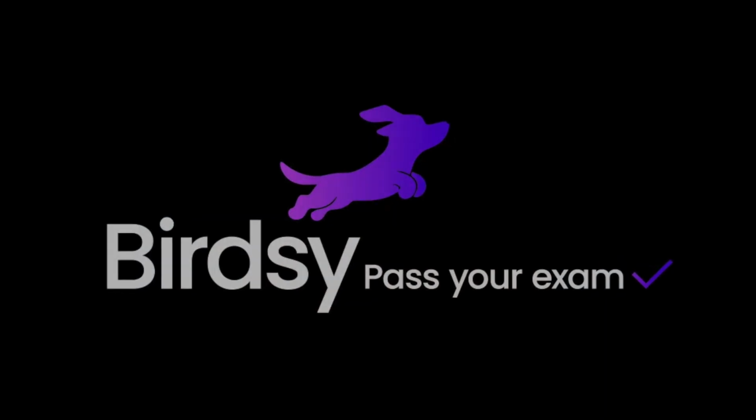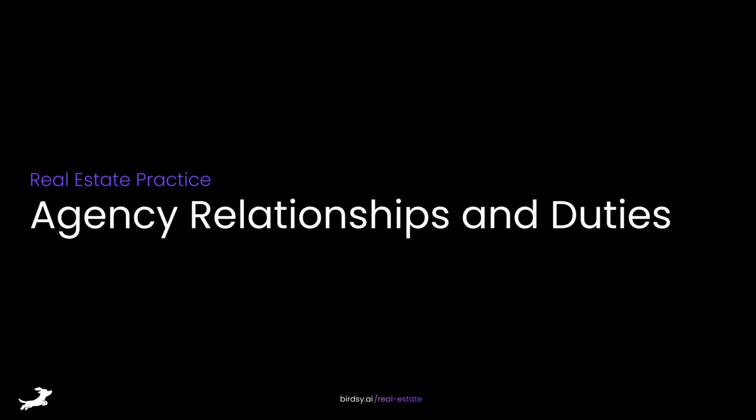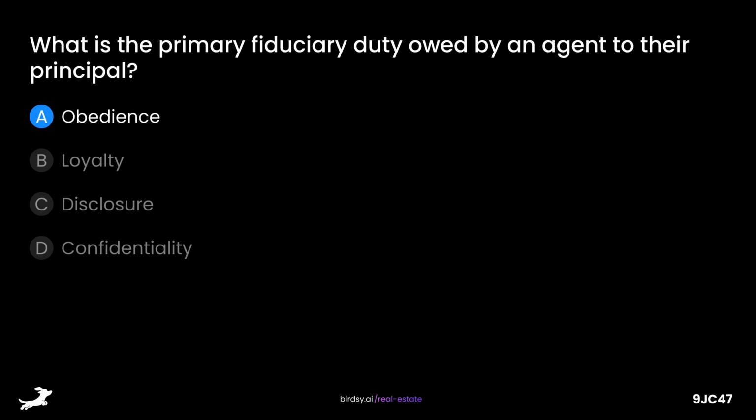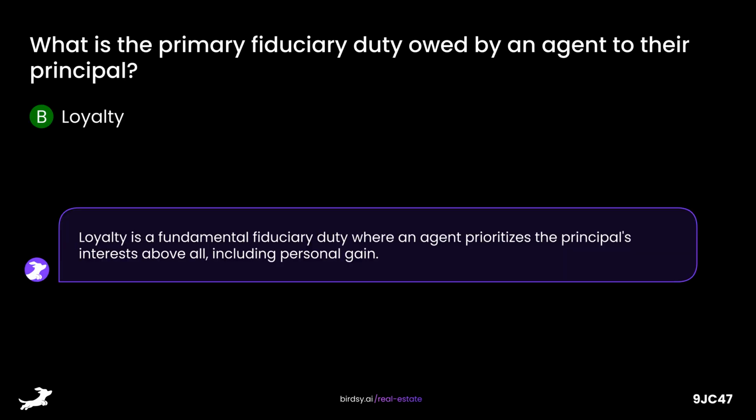Let's dive in and get started. Real estate practice. Agency relationships and duties. What is the primary fiduciary duty owed by an agent to their principal? Is it A, obedience, B, loyalty, C, disclosure, or D, confidentiality? The answer is B, loyalty. Loyalty is a fundamental fiduciary duty where an agent prioritizes the principal's interests above all, including personal gain.